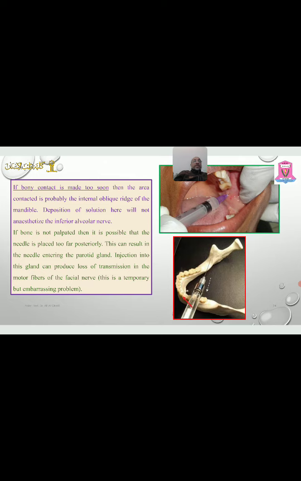And if bone is not palpated, then it is possible that the needle is placed too far posteriorly. This can result in the needle entering the parotid gland. Injection into this gland can produce loss of transmission in the motor fibers of the facial nerve, and this is temporary. However, this temporary facial palsy is an embarrassing problem with the patient.